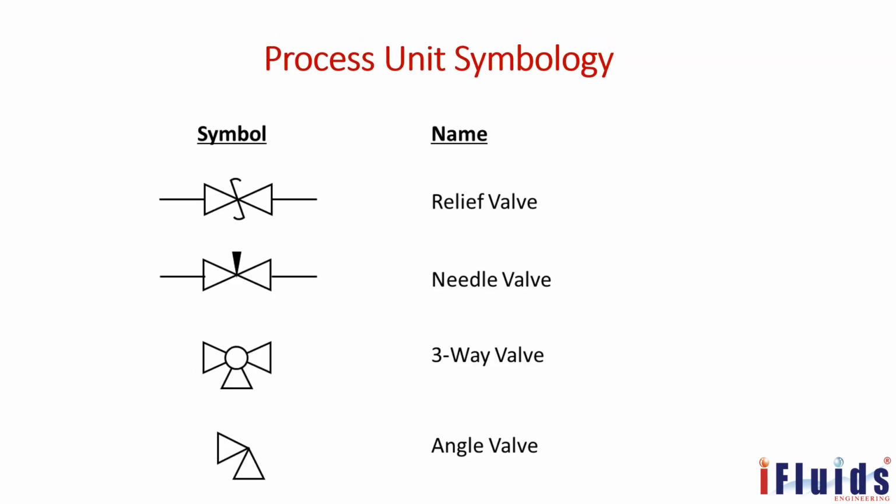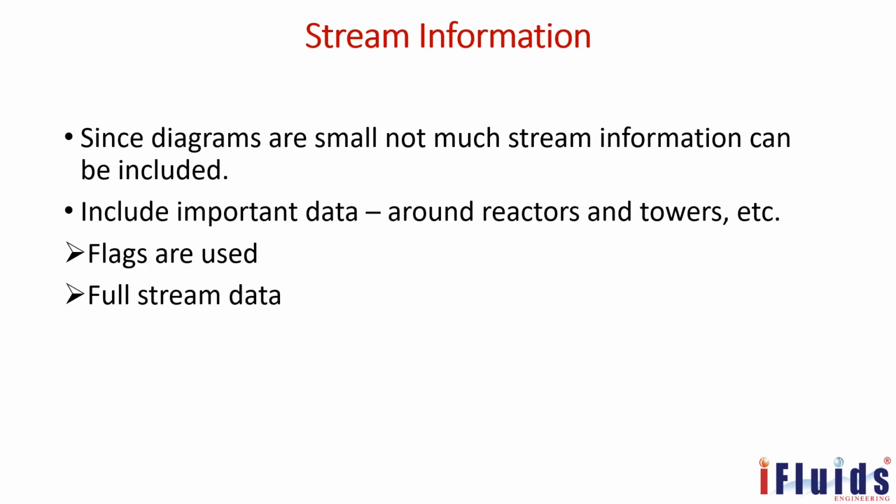Here we mentioned that since diagrams are small, not much stream information can be included. Include important data around reactors and towers, etc. Flags are used, and full stream data. What are flags? What is full stream data?